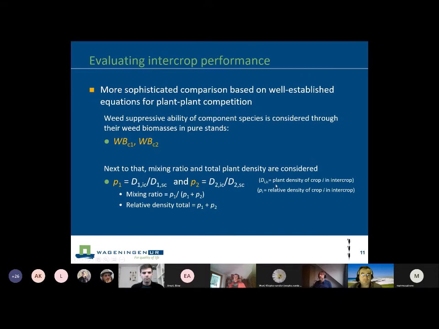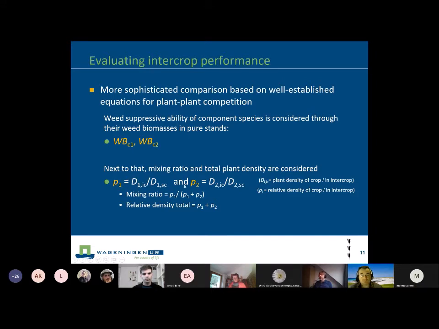And for that, we made a different evaluation of intercrop performance, and we made use of some well-established equations for plant-plant competition, and we made use of the weed suppressive ability of the component species that the intercrop is made of, and that is reflected in the weed biomass that is observed in the pure stands of species 1 and species 2. And next to that, we also looked at the mixing ratio and the total plant density of the intercrop. And so D stands for the actual plant density of either an intercrop or the same crop in pure stand. And the ratio between that is what we call the relative density.